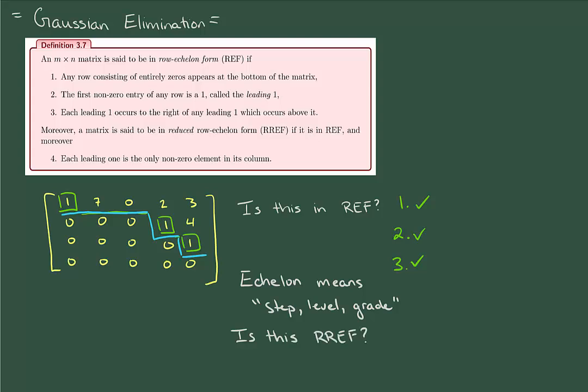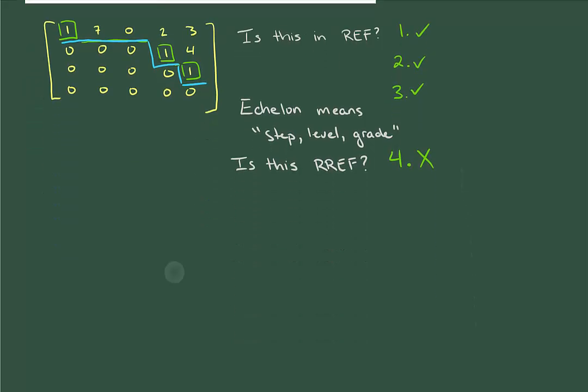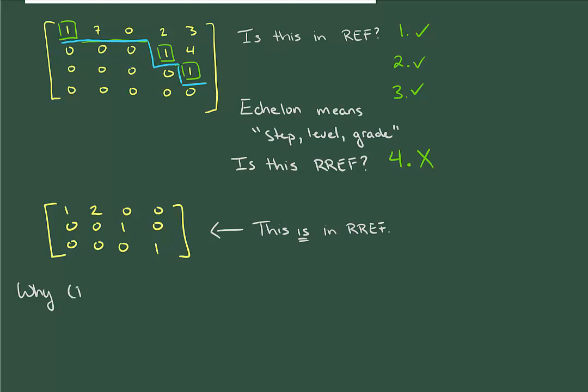All right, is this in reduced row echelon form? Well, the answer is no. Look at these 2 leading ones. They need to be the only non-zero element in their columns, and that's just not the case. All right, so here is a similar matrix that is in RREF. Take a moment to verify that all 4 of the properties are satisfied.